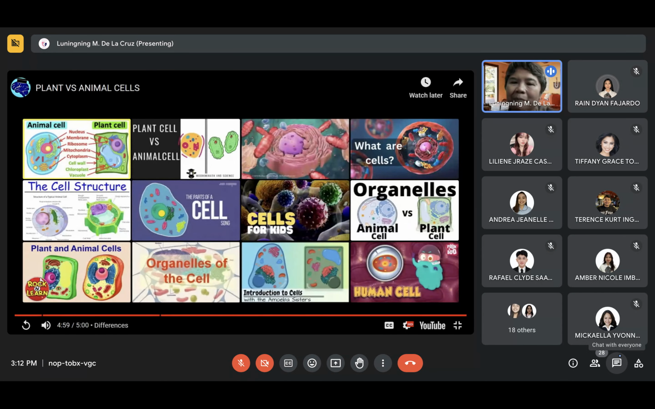Remember, class, what the plant needs is only carbon dioxide, water, and sunlight, and some other nutrients maybe. But for us living organisms, there is a lot of movement taking place, moving inside and outside of the cell. That's why it need not have a cell wall.